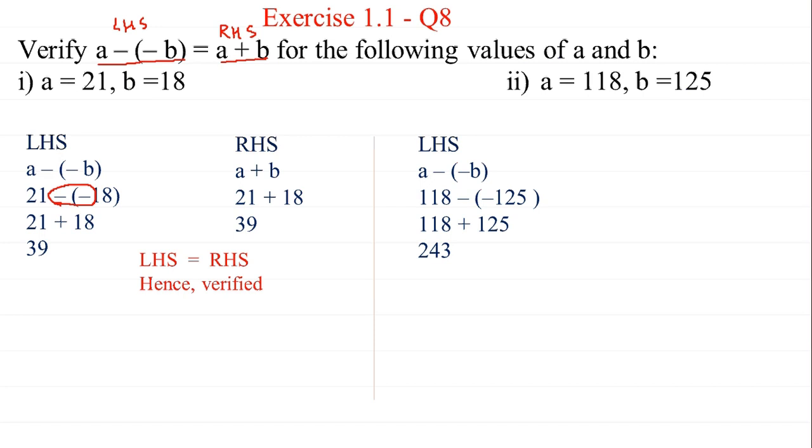Now we'll start solving the right hand side. So we'll write this expression a plus b. Instead of a, we'll substitute the value 118 and for b we'll write 125. So when we add them, we'll get the value 243. Now you see left hand side is 243, right hand side is also 243. It means left hand side is equal to right hand side, and that is what we need to verify. It means we have verified this question also. Now move on to the next part.